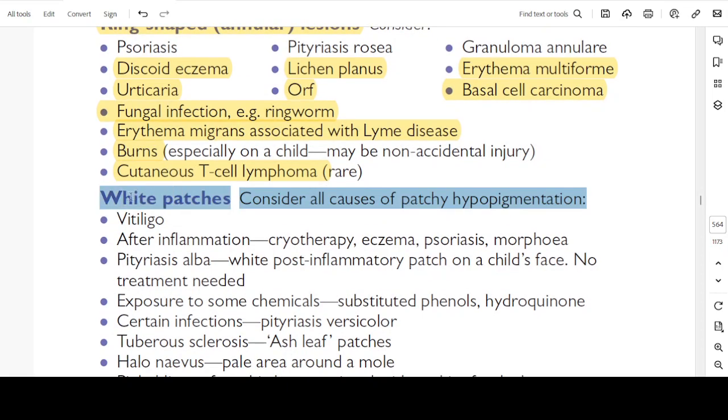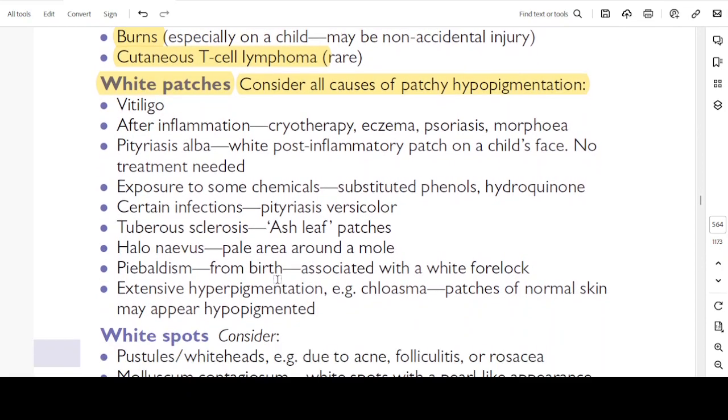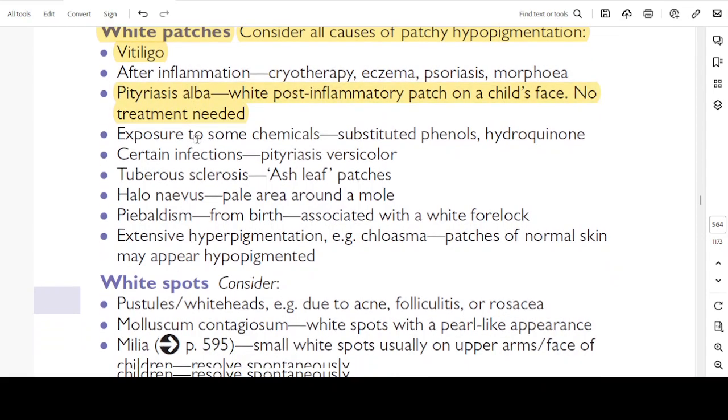White patches. Whenever there are white patches, consider all causes of patchy hypopigmentation, like vitiligo. After an inflammation like cryotherapy, eczema, psoriasis or morphea, there can be hypopigmentation after the healing phase. Pityriasis alba, a white post-inflammatory patch on a child's face, no treatment is needed. It's a post-inflammatory patch. Exposure to some chemicals, substituted phenols or hydroquinone, can cause white patches.